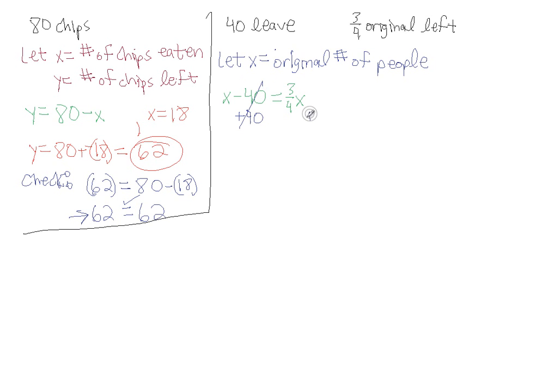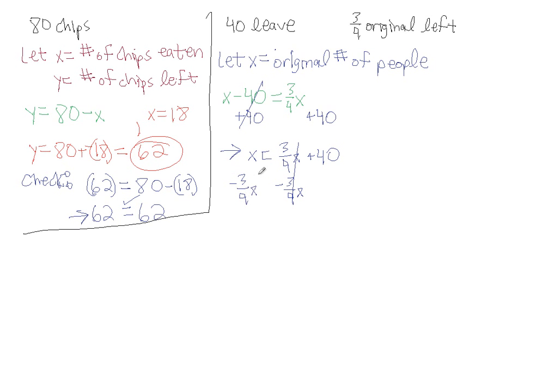Whatever we do on one side, we have to do on the other side. Add 40 on this side as well. That's going to leave us with x on this side, and we have 3/4 x plus 40 on this side. Now all we need to do is move this x over to this side. So we have 3/4 x over here, so let's go ahead and subtract 3/4 x from a plus 3/4 x. That's going to cancel.